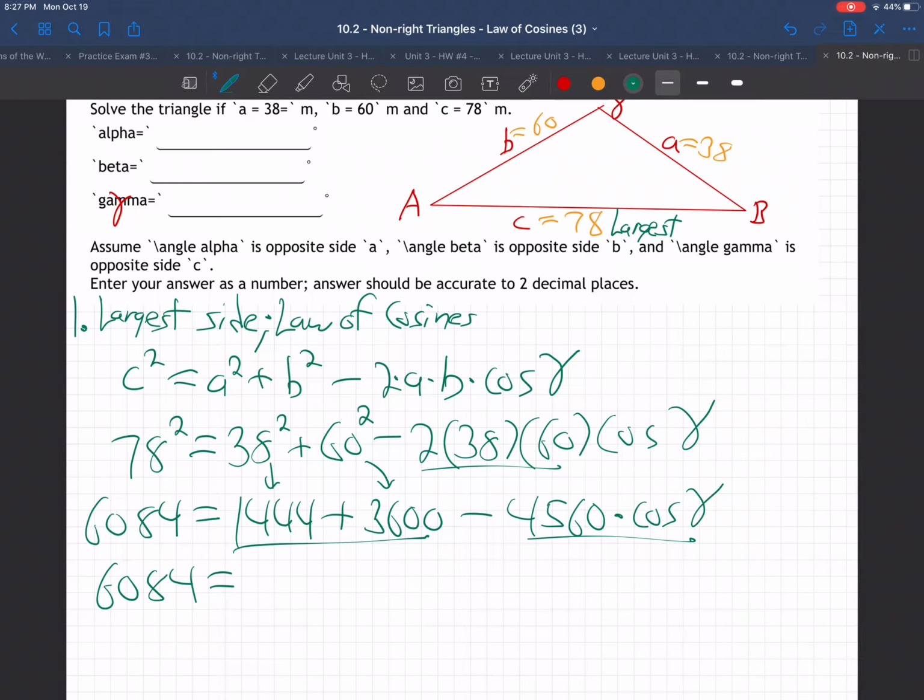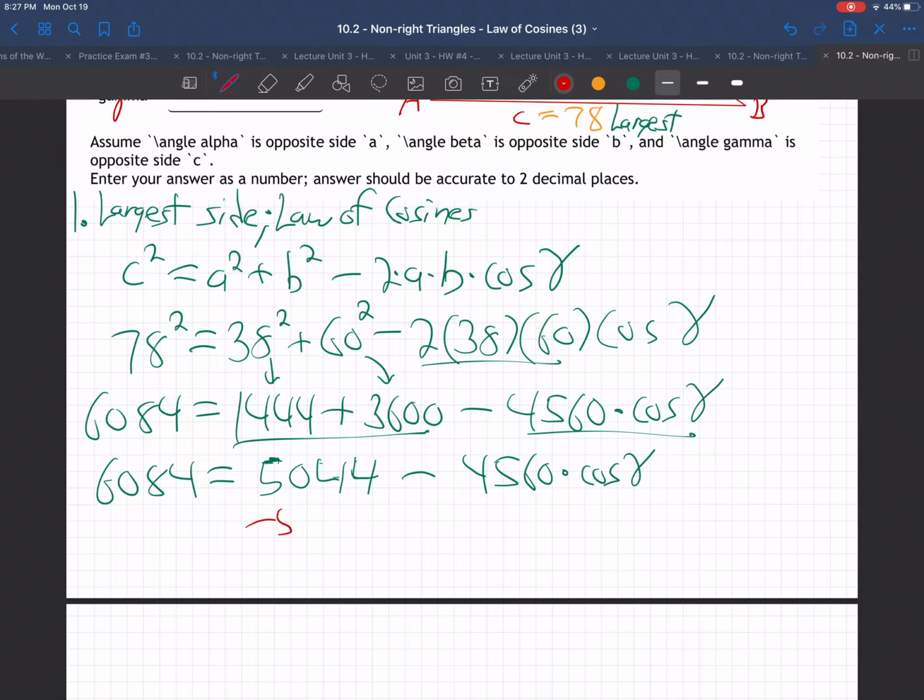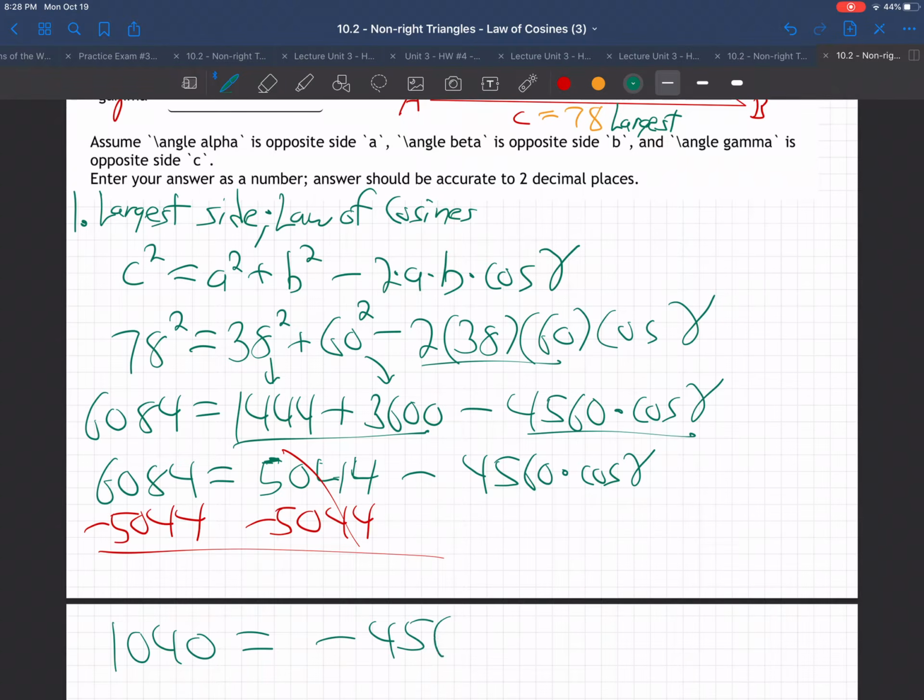1444 plus 3600 is 5044, minus 4560 times cosine of gamma. Okay, and let's subtract 5044 from both sides. Like that, it cancels out. What am I getting? Subtracting those, I'm getting 1040 equals minus 4560 cosine of gamma.